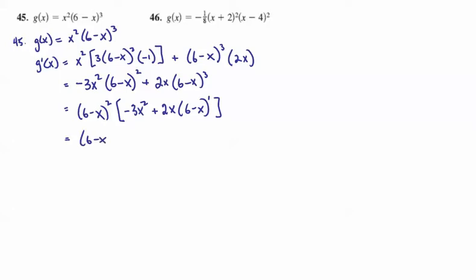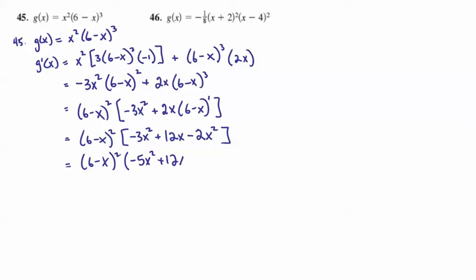(6 minus x) to the second power, we have negative 3x squared plus 12x minus 2x squared. We end up with (6 minus x) quantity squared times negative 5x squared plus 12x.